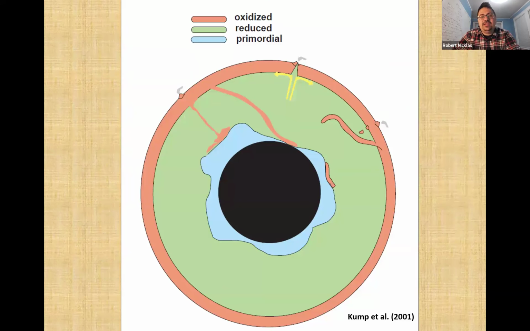This is a figure from Lee Kump from 2001. It's obviously greatly simplified, but I really like this figure because I think it illustrates a lot of what I'm interested in with my research. It's obviously not to scale. The crust is not this big. In this very simplified diagram, we have an oxidized crust. We know we have an oxidized crust because we have 23% oxygen in our atmosphere.